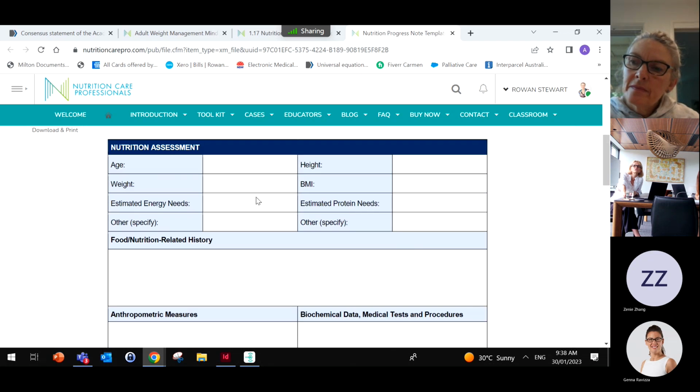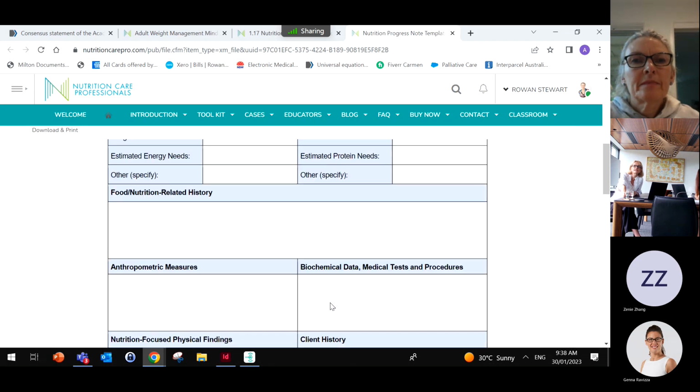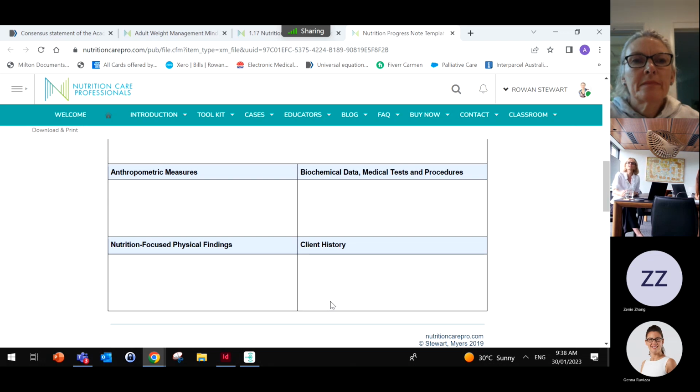So you're keeping the age, weight, BMI, etc. of your patient. You can add to this and put historical data in place. You're having a look at his food nutrition related history, anthropometric and biochemical measures, nutrition focused physical findings. So for this patient, you've just seen a headshot, but you can see that he's carrying a lot of weight through his jowls. It's an indication that he has upper body weight, which absolutely does. He has abdominal obesity. If he had a ruddy complexion, you might write that in.